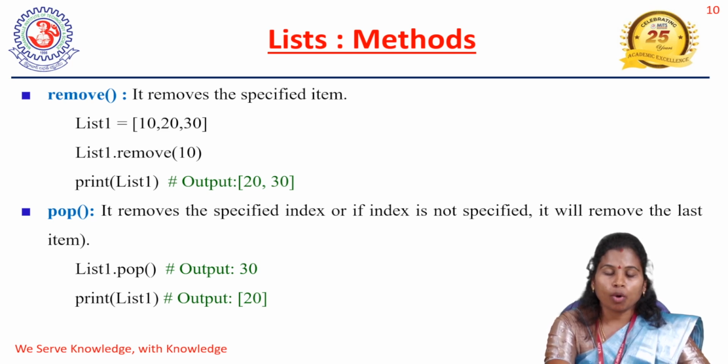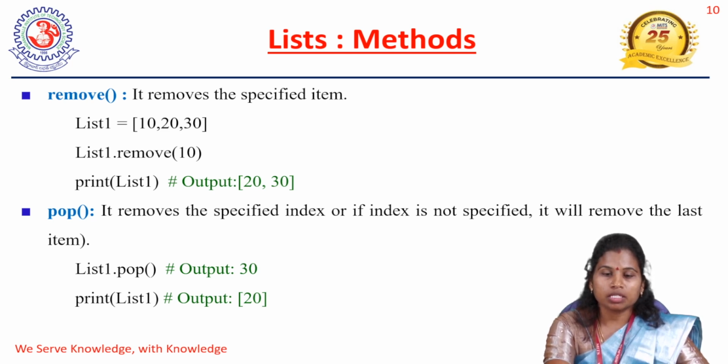Now coming to the pop. In the pop function we can use it in two different ways: without indexing, and with indexing also. If you specify the index, then it will remove the element at the specified index. Otherwise it will remove the last element in the list. Now coming to this example, list1.pop(). In the pop function we didn't mention any index value, so it will remove the last element from the list.